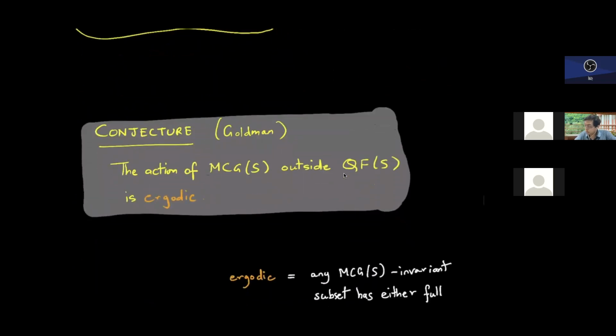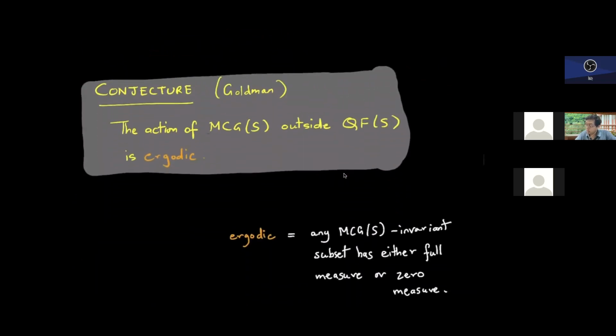So let me just quickly say what ergodic means. Ergodic actions are something you can define when the group action preserves a measure, and ergodic means that any invariant subset either has full measure or zero measure. So there's not a decomposition of the space into positive measure invariant sets. So this action really takes elements all over.